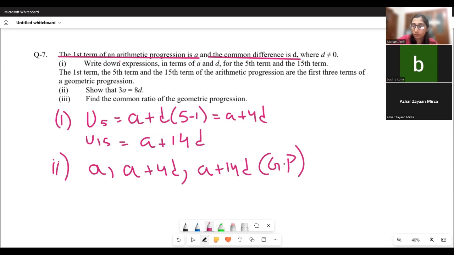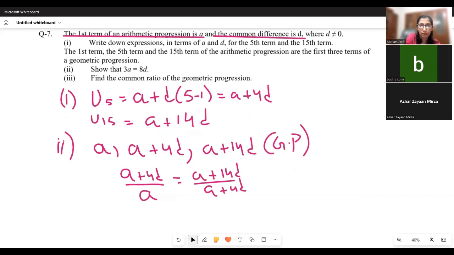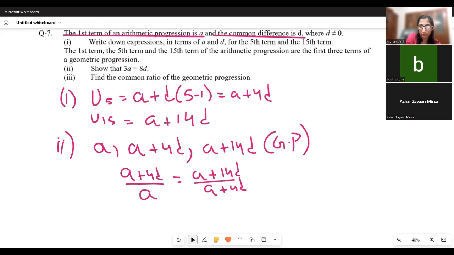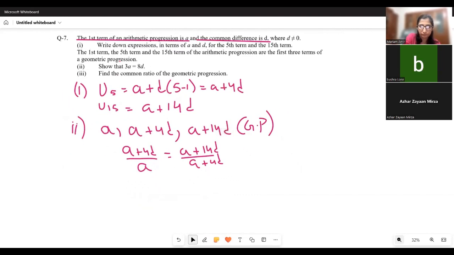A over A equals A plus 14D over A plus 4D. Yes. Second term over first term will give you the same answer as third term over second term. Yes. All right. Let's cross multiply and cancel. Hopefully, we'll be left with 3A equals 8D. Yes, it's going to be A plus 4D whole square. I'm going to open that directly.